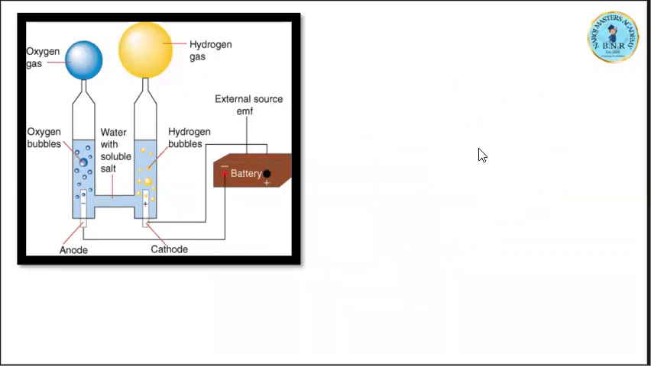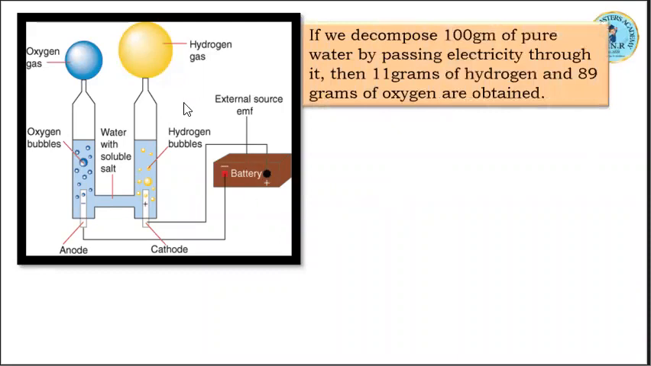Now, if we decompose 100 grams of pure water, by passing electricity through it, then 11 grams of hydrogen and 89 grams of oxygen are obtained. But is there any change in the mass ratio here? No. For 1 gram, 8 grams. For 11 grams, 88. So almost it is 88 or 89. Total is 100. Is it clear?